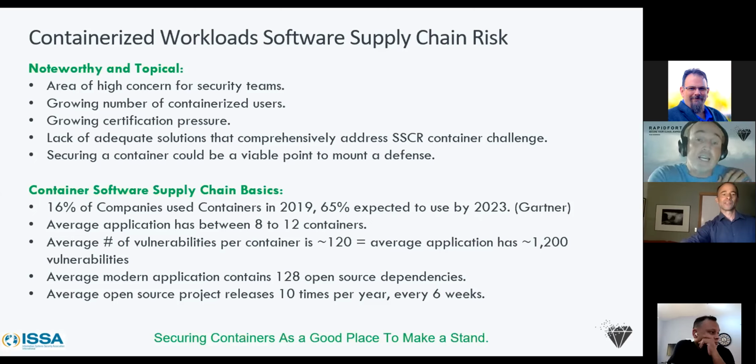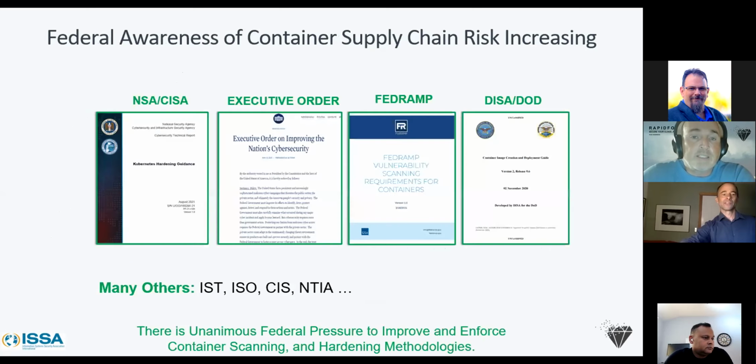16% of companies used containers in 2019, and 65% are expected to use them in 2023. And that creates issues for us in the sense that your average application has 8 to 12 containers. Again, there's this recurring theme of more components, more problems. And within each container, there's an average of around 120 vulnerabilities. And open source technologies are moving fast. Your average application has 128 dependencies, and these open source projects are updated every 6 weeks, which is a very frequent release cycle. And of course, that then prompts an entire wave of patching and upgrades and so forth.